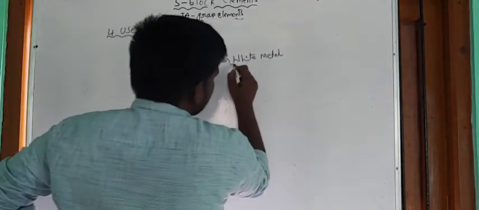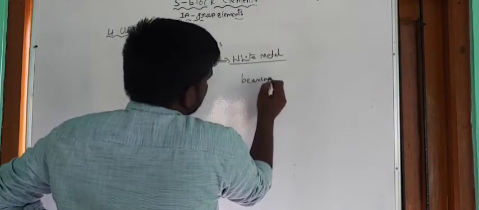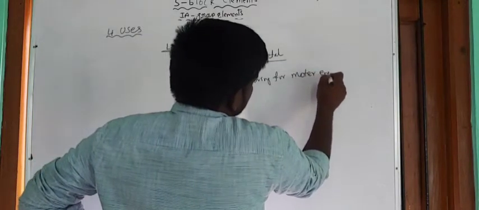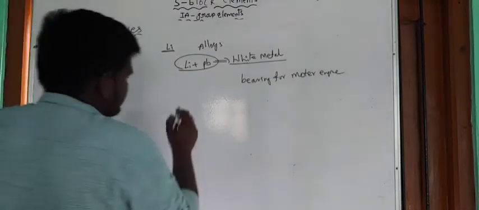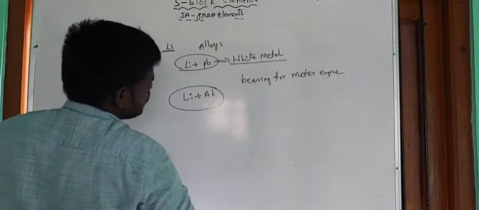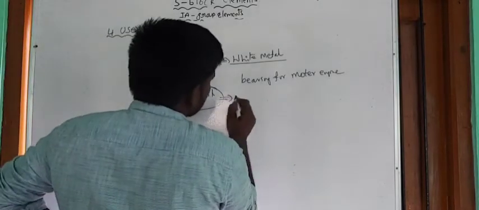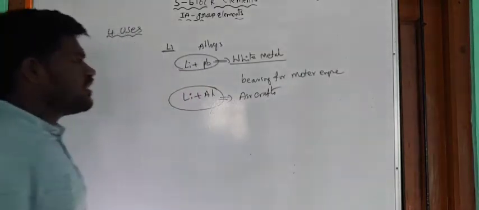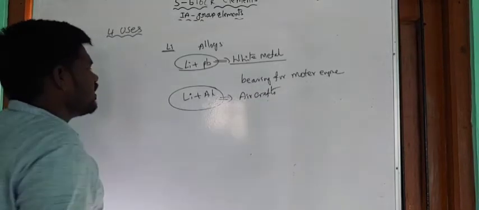And this white metal is used as bearing for motor engines. Okay. Next, the alloy of lithium and aluminum is used in the making of aircrafts, because it is very light in weight. That's why it is used to make the aircrafts.